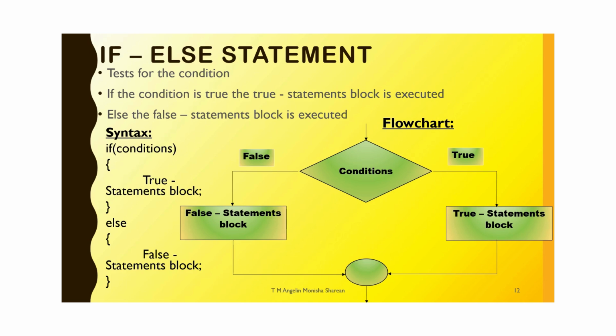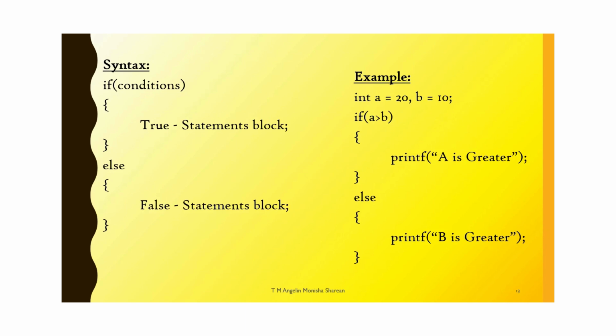So here you can see the flow chart. That is, the condition has two parts, true and false. If it is true, the true statement block will be executed. Else, the condition becomes false, so the false statement block will be executed here.